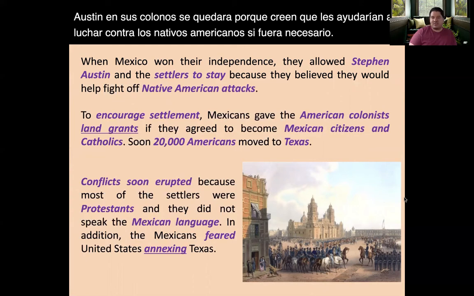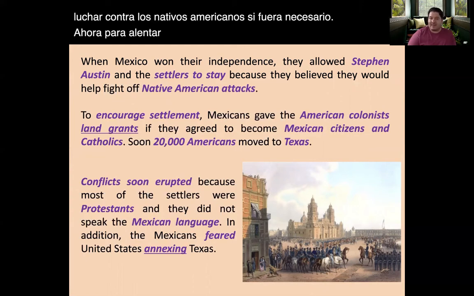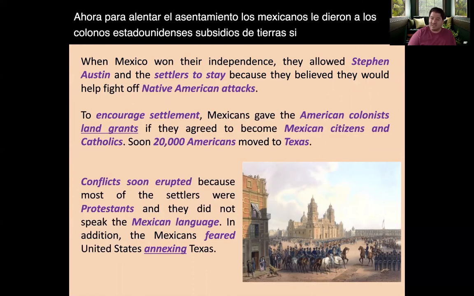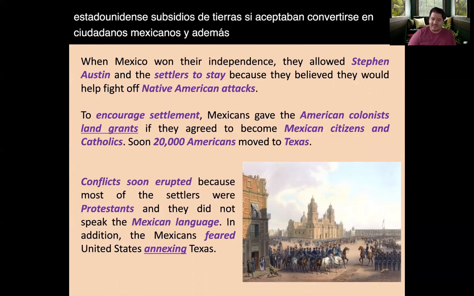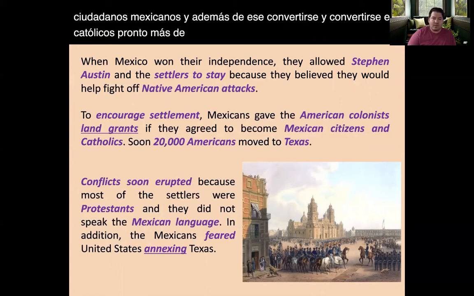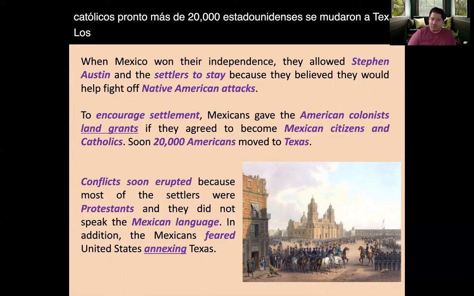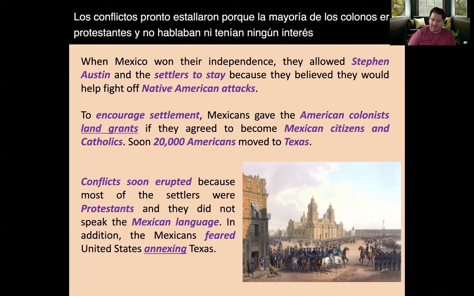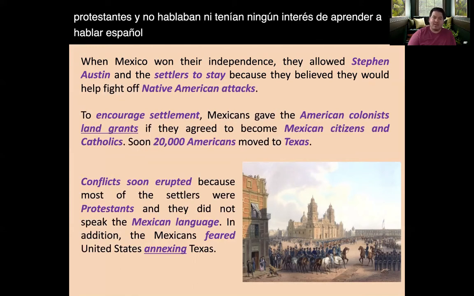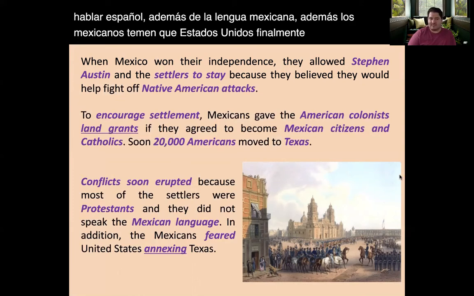Now, to encourage settlement, Mexicans gave the American colonists land grants if they agreed to become Mexican citizens and, in addition to that, convert and become Catholics. Soon, over 20,000 Americans moved to Texas. Conflicts soon erupted because most of the settlers were Protestants and they did not speak or have any interest in learning how to speak Spanish, which was the Mexican language. In addition, the Mexicans feared the United States eventually attempting to annex or take over Texas.